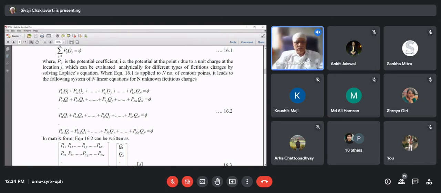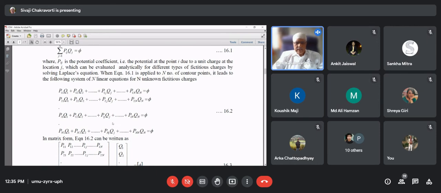So you can see P11 into Q1. See, this is like j is 1 and i is 1. Then P12, Q2. So j is 2, i is 1. So the first row is for the contribution of all the charges towards the contour point 1. And when we add that, it must be equal to the potential phi. The second row is the second equation. For this, i is equal to 2. Then I vary j from 1 to n and sum up all the contributions. It should be equal to phi. In this way, I write equations up to i is equal to n. So I get n number of equations.